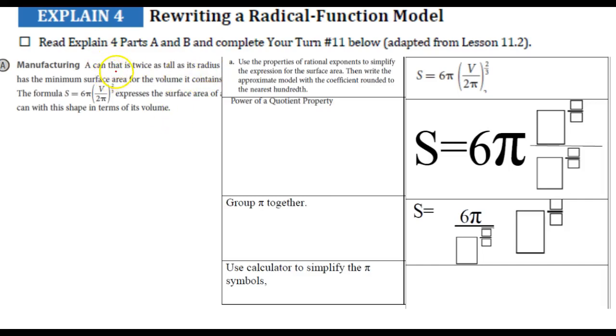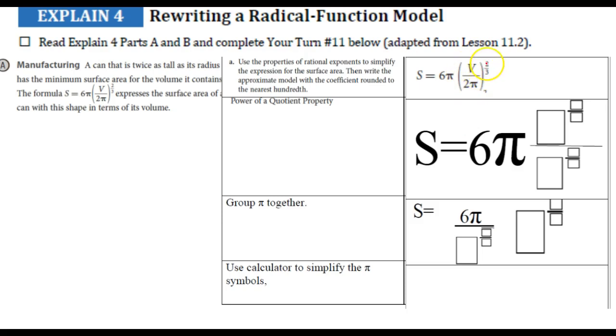Welcome back to Explain 4, where we'll be rewriting radical function models. So here we're talking about the surface area of a can versus its volume, and we're given an equation here. What we're going to do is use the properties of rational exponents to simplify the expression for the surface area. And then we're going to write the approximate model with a coefficient rounded to the nearest hundredth. So here we're given our equation, and it's noted in your packet.